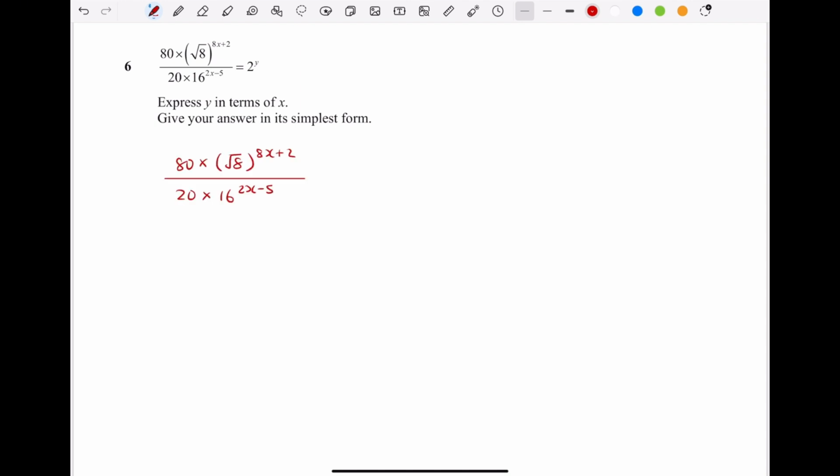So to start with, we can simplify 80 and 20 by dividing numerator and denominator by 20. 8x plus 2 is 2 lots of 4x plus 1. The reason why we wanted to do it in this way is because that now I have root 8 squared and I can simplify that to 8 to the power of 4x plus 1. Now, of course, you can rewrite root 8 in the power of 2. We will be able to get the same answer.